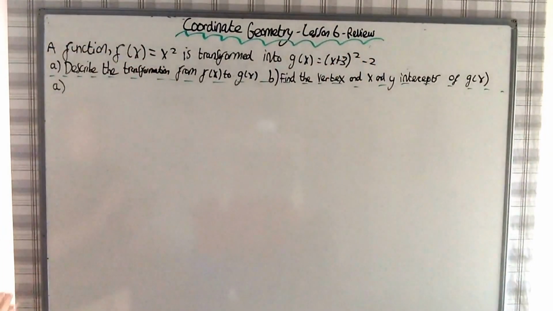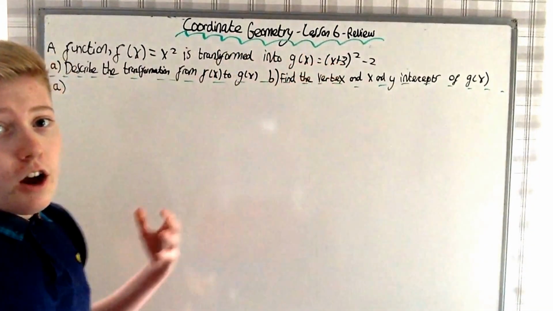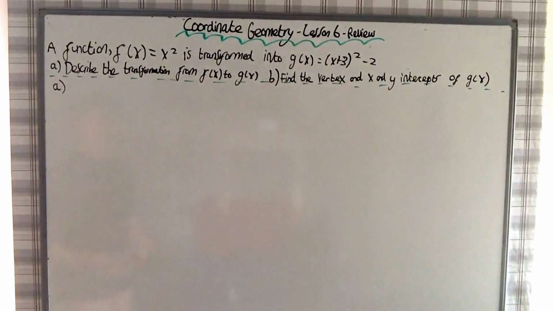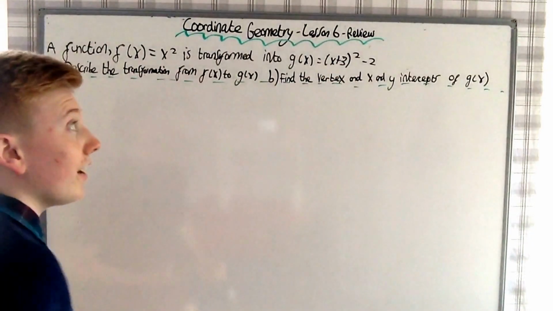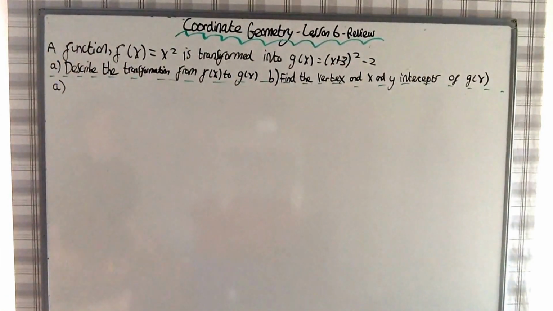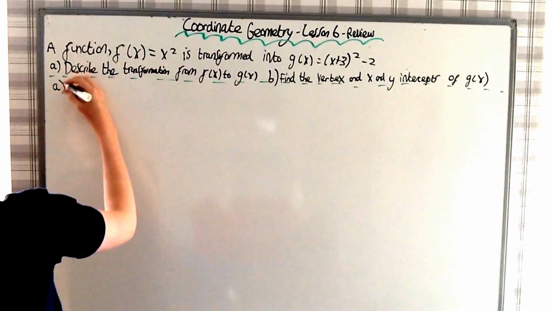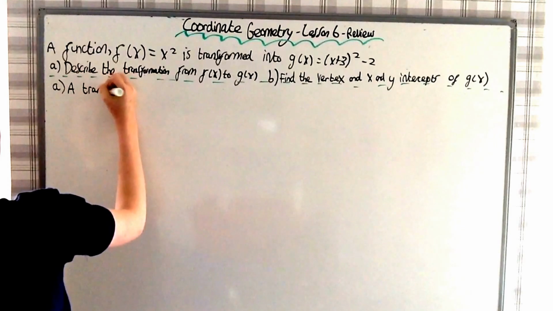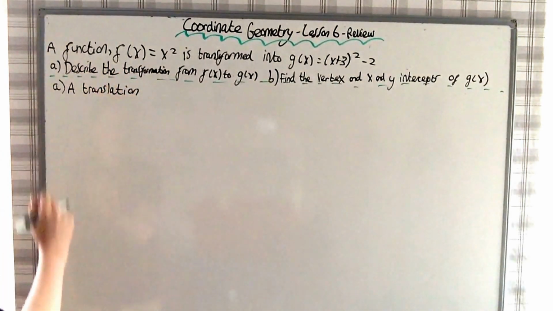It's inside the brackets. And if you remember back to the previous lesson, if we have something as part of the bracket, then that will either go left or right. It will move in the x direction. And hopefully you remember that it's actually going to move in the opposite way to what you would think. If it's greater than 0, and a in this case is 3, which is greater than 0, then it actually moves left. So the first thing that's happened is a translation. So we would state a translation. That's the first transformation, so we've got that right.